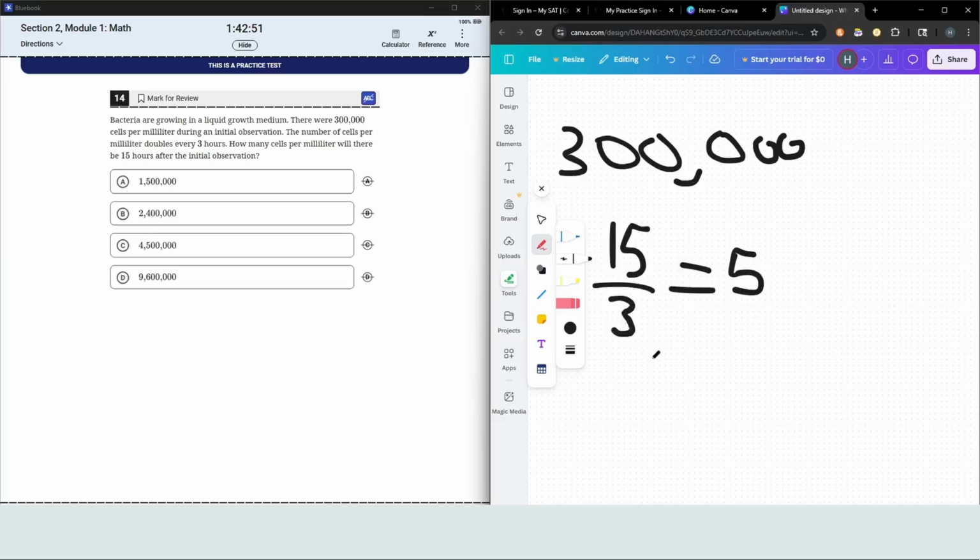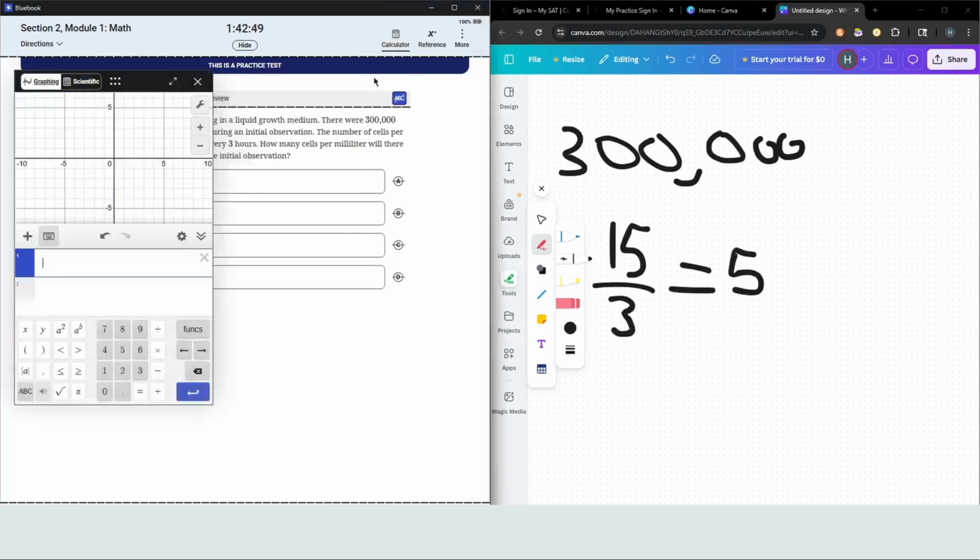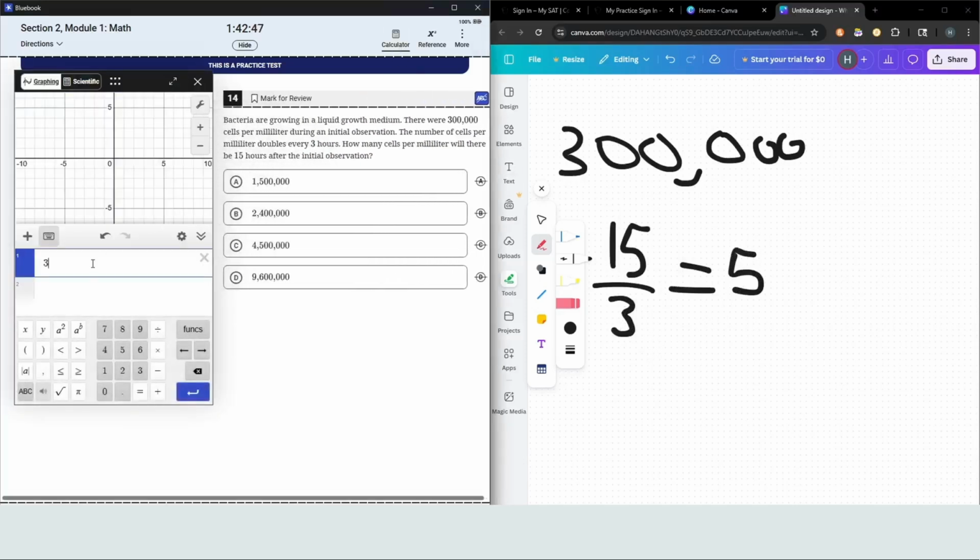doubles every 3 hours. So to get the answer, you can just take your base number that you start off with, 300,000, multiply it by 2 to the power of how many times it's doubled, which should be 5, and that should be your answer. This works because anytime you have a question like this, just take the base number that they give you, multiply it by the factor you're increasing it by. So it's a double in this case, which is why it's 2.